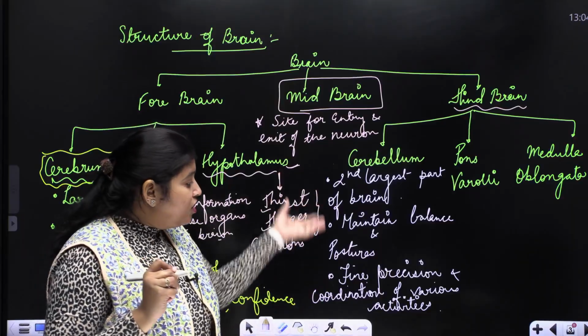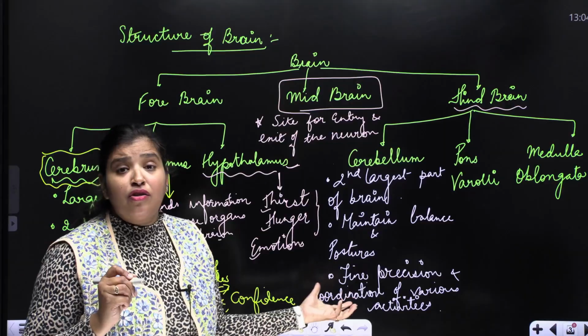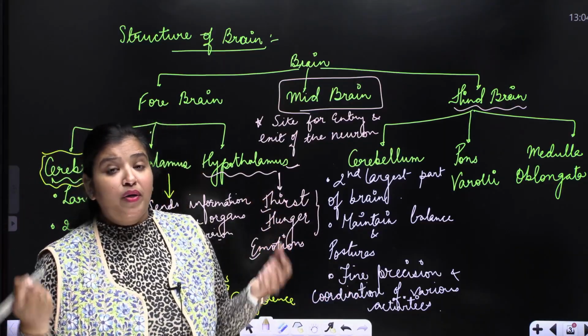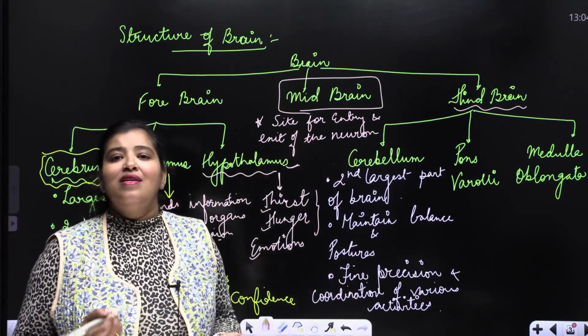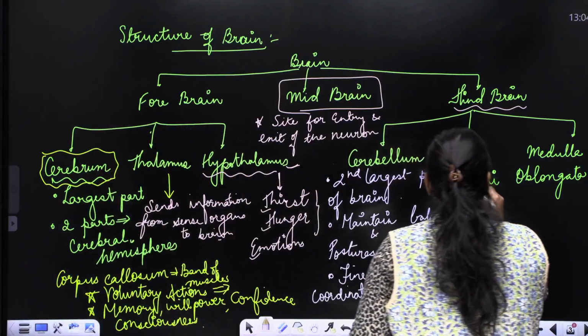All right, so this is the fine precision and coordination of various activities, the synchronization between different body parts at the same time. We are doing 3-4 activities at the same time, and this is done by the cerebellum. Clear? The next part is the pons varolii.